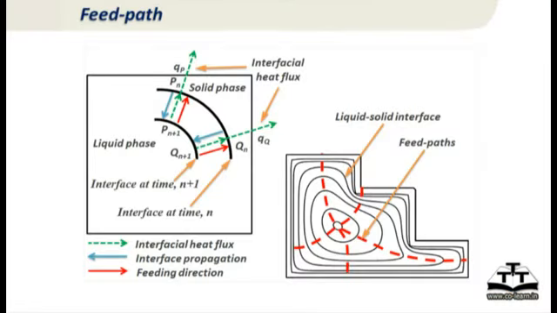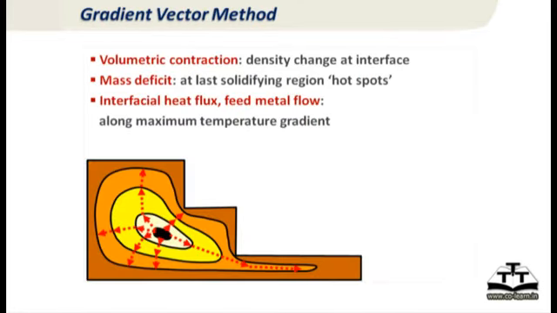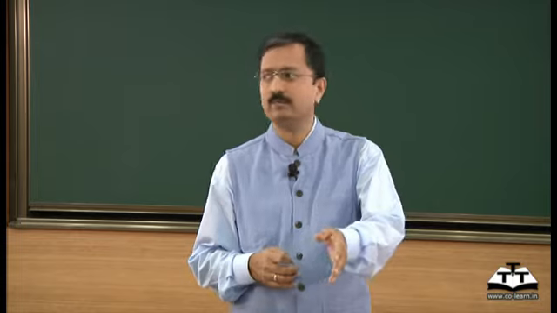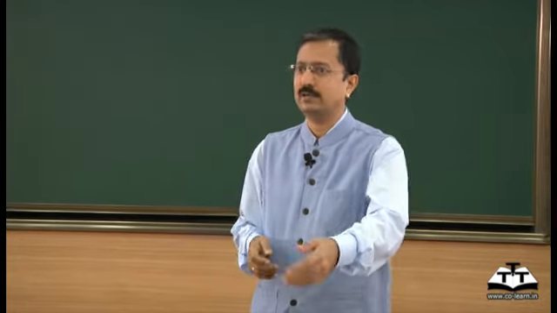And the last one, the red lines, are of most interest to us, because these are lines which represent how the feed metal flows and where I am going to get shrinkage porosity, or am I getting my controlled progressive directional solidification or not. So we'll look at that in a little more detail. How do we capture that feed path? There is a method called the gradient vector method. Compared to FEM or FDM and all numerical methods, this is far more recent.